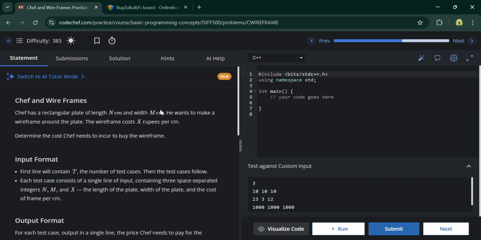Hello viewers, let's continue our CodeChef series, and now we have to solve one more question on CodeChef which has rating less than 500. So the question is Chef in Wireframes.